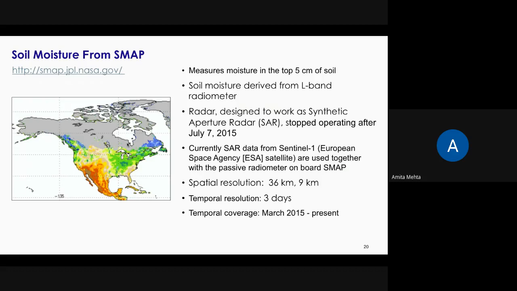And the next one is soil moisture from SMAP. This is available at 36 kilometer and 9 kilometer resolution. And it takes 3 days to get global coverage. It's available for the last 5 years now. Now there's also a combined product which uses synthetic aperture radar from Sentinel-1, which is a European Space Agency satellite. And so the combined data are high resolution. Just the radiometer provides data at 36 kilometer.